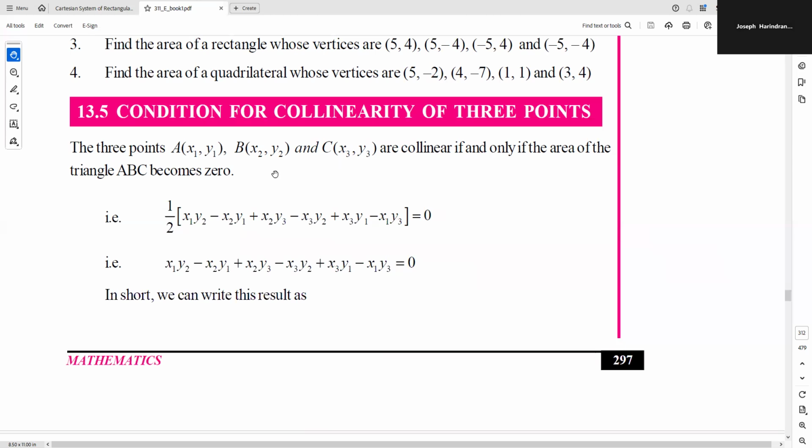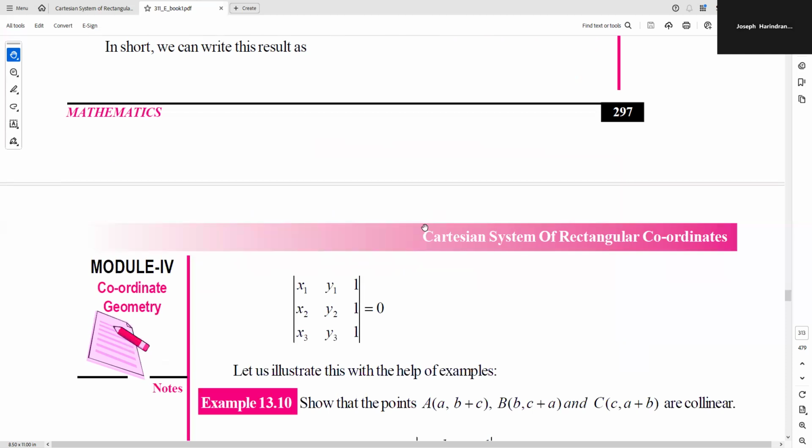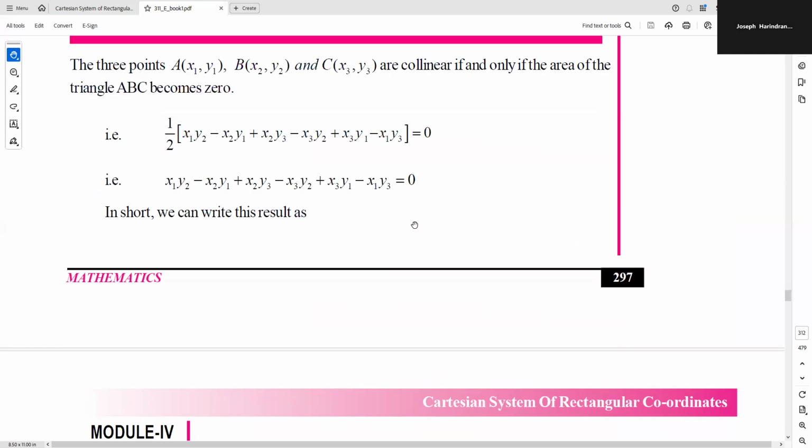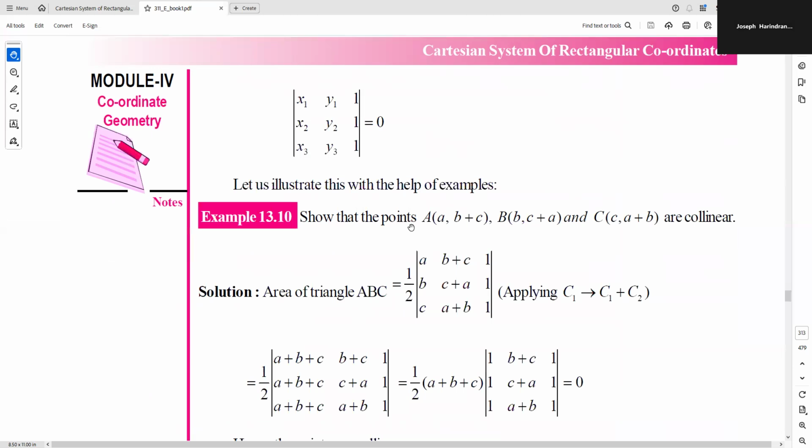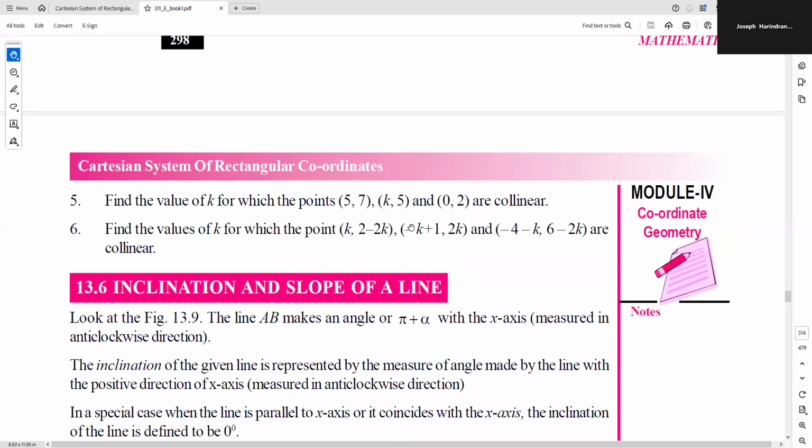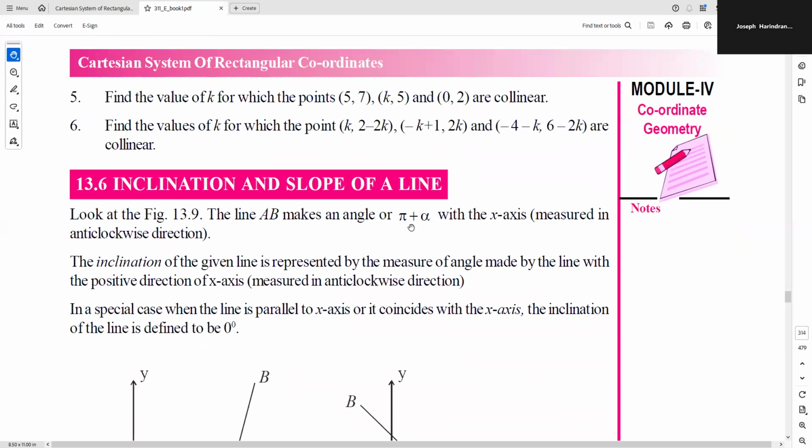But directly we can take the 3 points as A, B, and C, and if they are collinear, then the area of the triangle ABC is 0. There's no triangle formation at all. So we can use the area of the triangle formula and equate it to 0. If we get 0, the area becomes 0, then we conclude that the 3 points A, B, and C lie on the same straight line. They are collinear. It's quite an easy method, using the area formula itself.